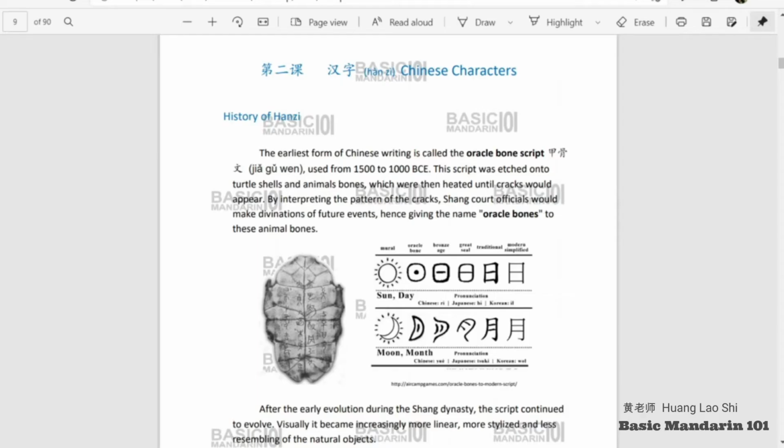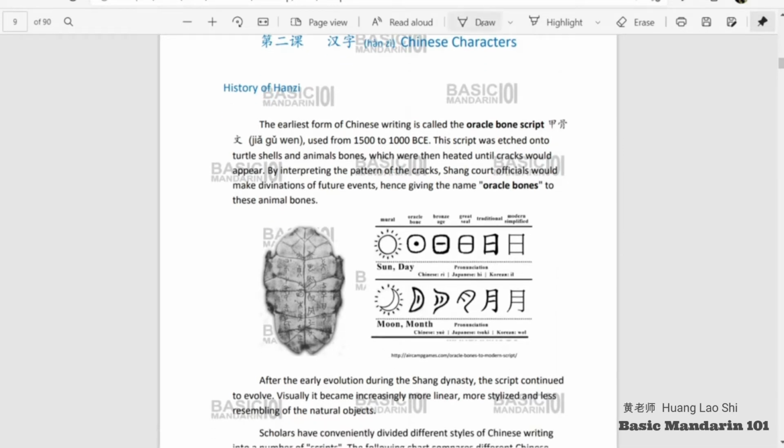Now, Chinese characters are pictographs. What do you mean by pictographs? Just like this one example: a sun, the oracle bone. Ganyan ang pagsulat ng sun. Talagang mukhang sun pa rin. A moon still looks like a moon.